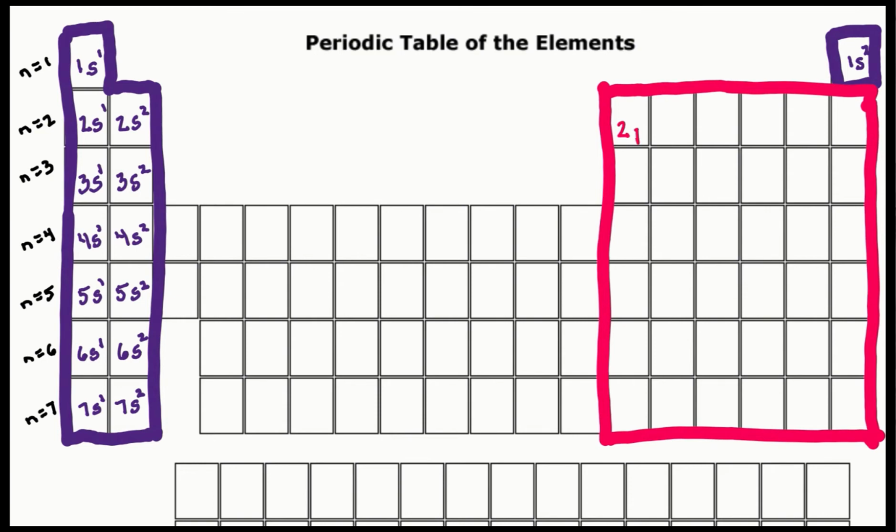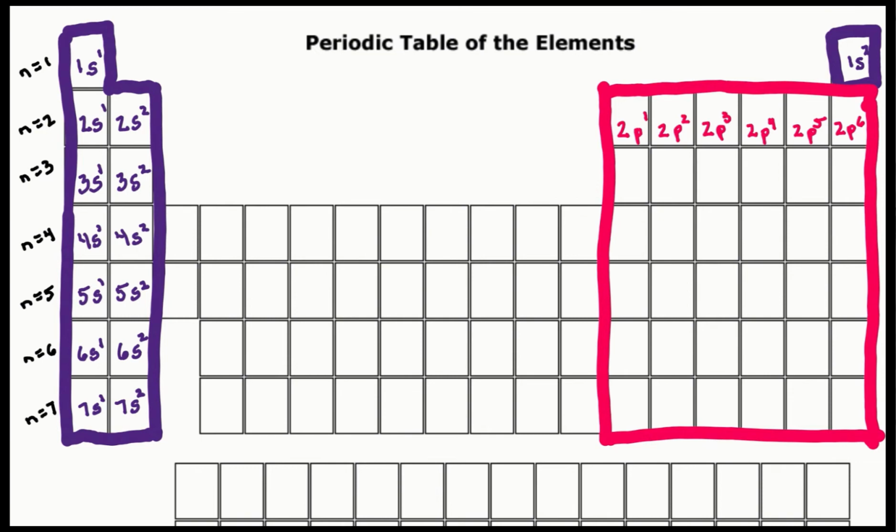I'm now in the P sublevel, and I've just added my first electron to that sublevel. Okay, the next one's going to be 2P2, then 2P3, then 2P4, 2P5, and 2P6.